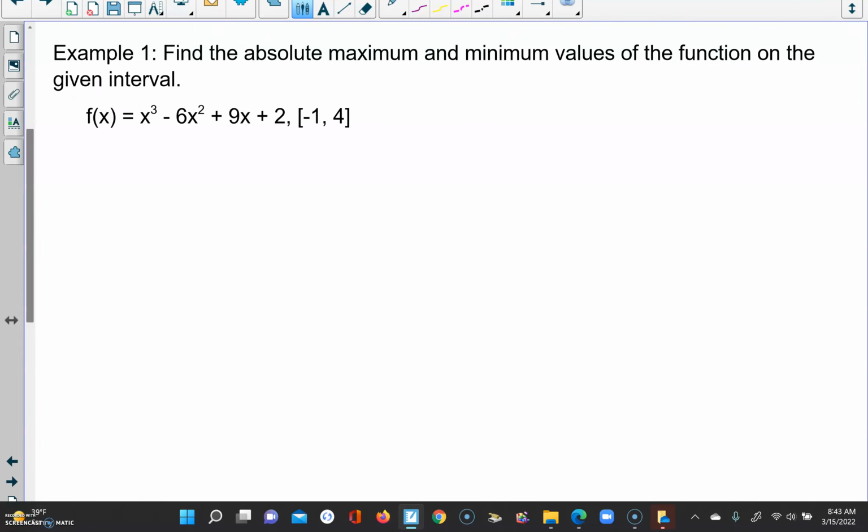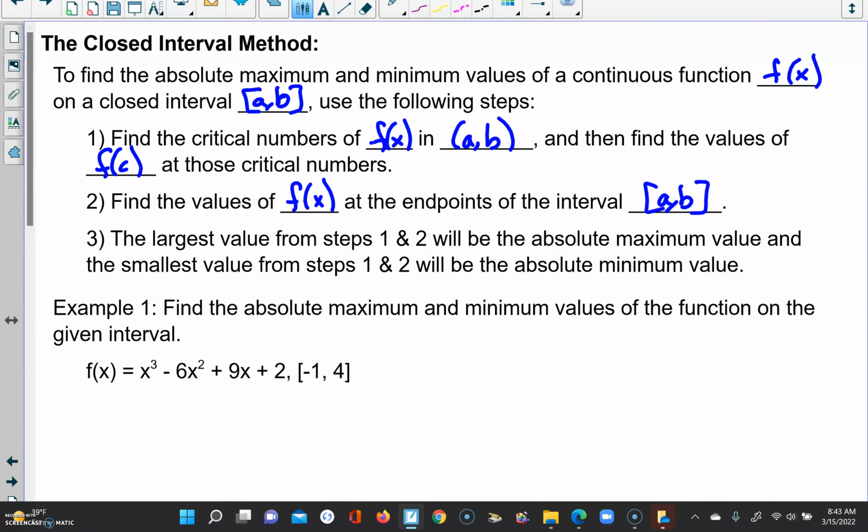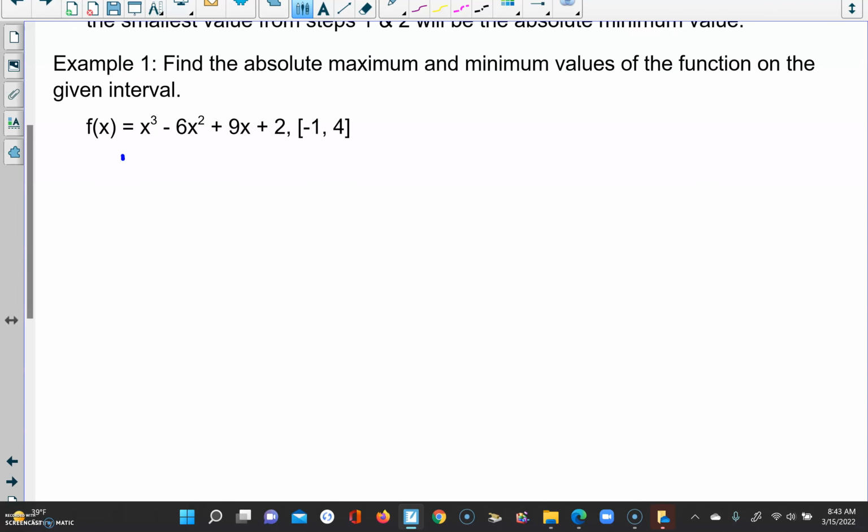So let's go ahead and take a look at this example here. You've got x cubed minus 6x squared plus 9x plus 2 on the closed interval -1 to 4. So for the first step, I will find the critical numbers. And the critical numbers basically are just going to be places where the first derivative is equal to 0 or where the first derivative does not exist.